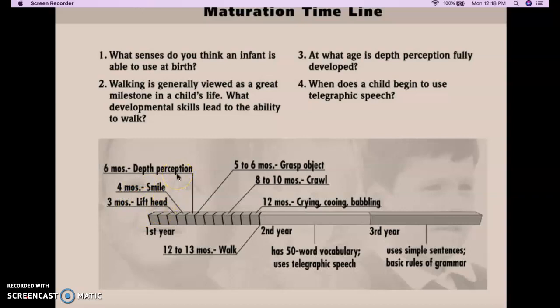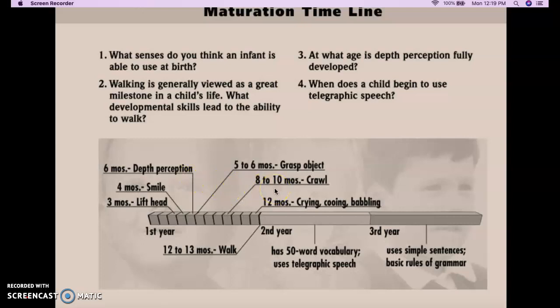Depth perception, believe it or not, is really important. Depth perception helps us with our balance, and so that is something that we need in order to be able to walk. You've experienced this before. If you've ever been dizzy and you've tried to walk in a straight line, you can walk, but maybe not well, and that's because your depth perception and your environment around you is off. So they need to at least have that skill as well, so 6 months.